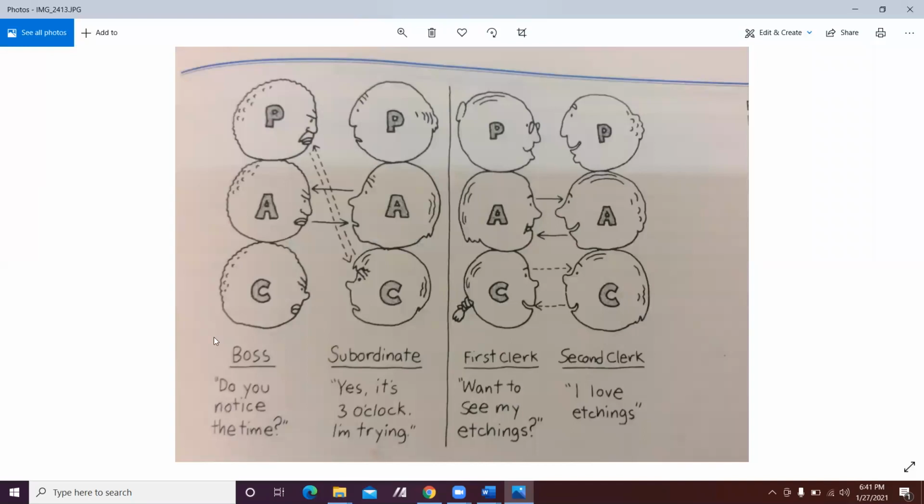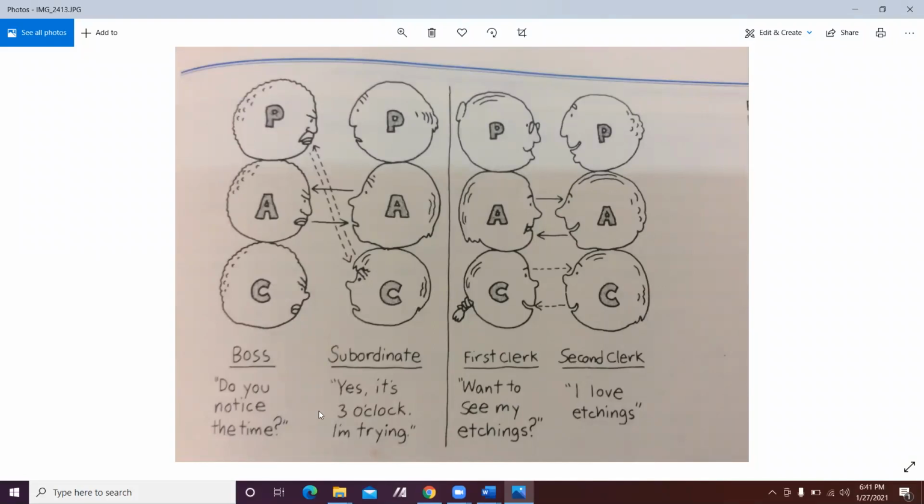Boss and subordinate. Do you notice the time? This one. This is open, this is hidden. And then what type of transaction here? Ulterior transaction, because there's a hidden message. Dotted arrows, both show the hidden message. In fact, two messages.